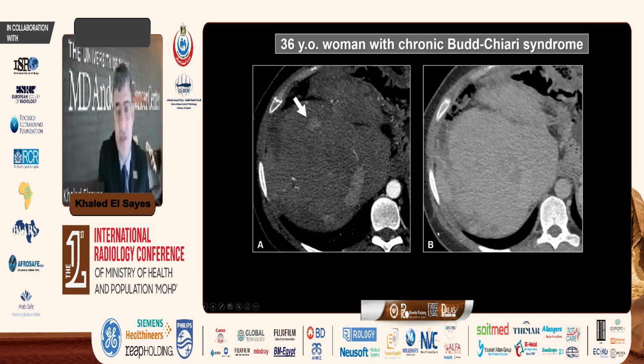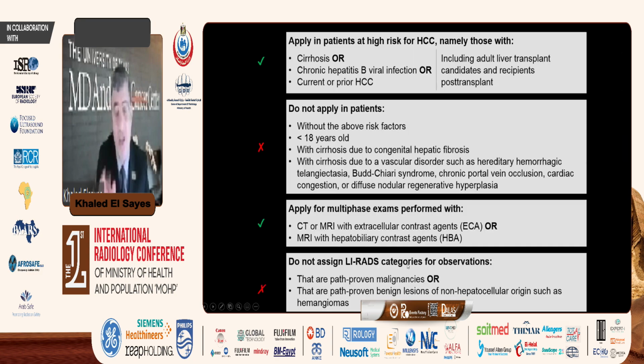So a case here is a 36-year-old woman with chronic Budd-Chiari syndrome. You see the hyper enhancing observation here. Would you start using LIRADS? No, you don't start using LIRADS, although there is a cirrhosis, because it's very important to remember the target population.